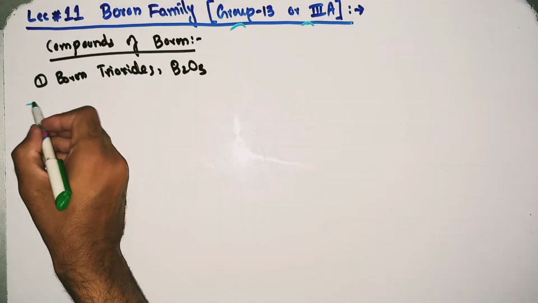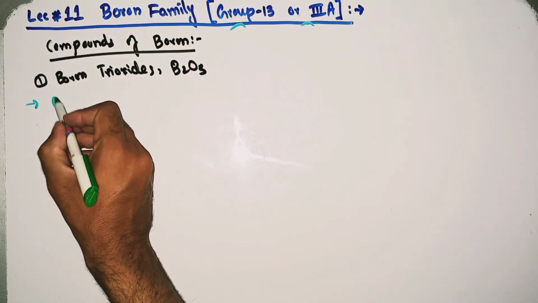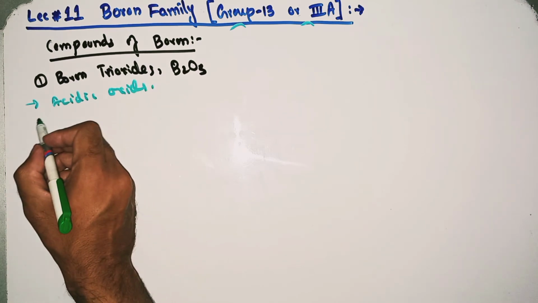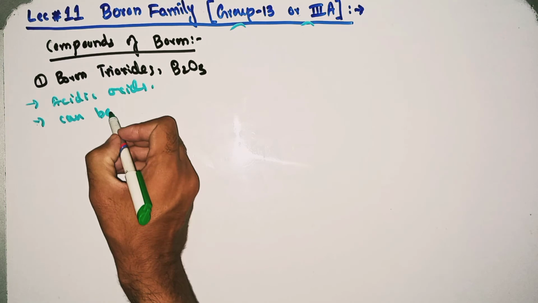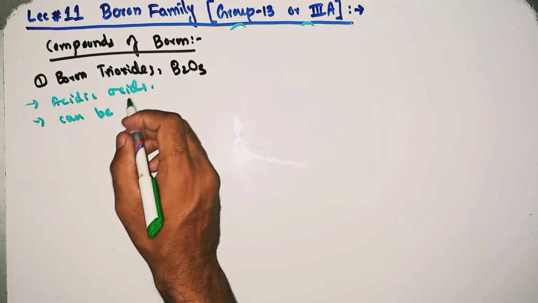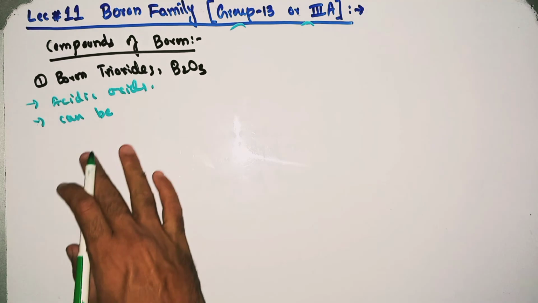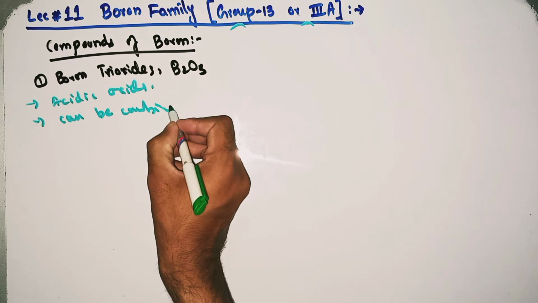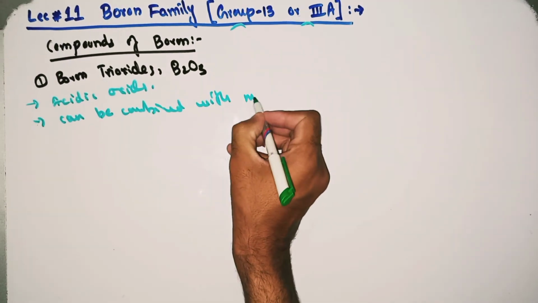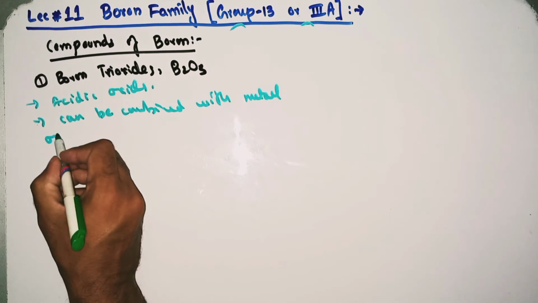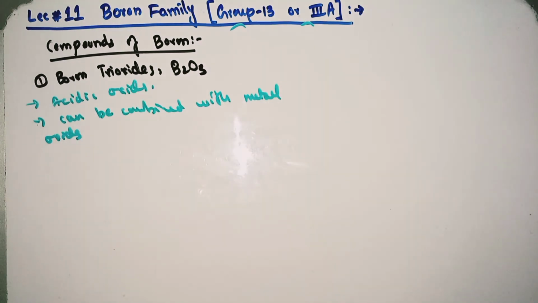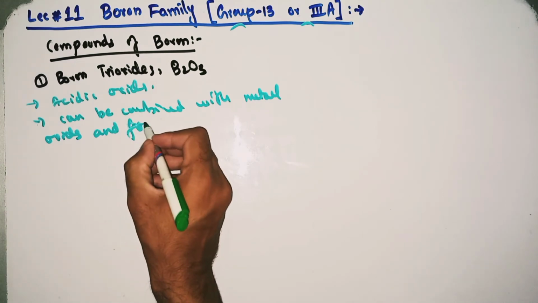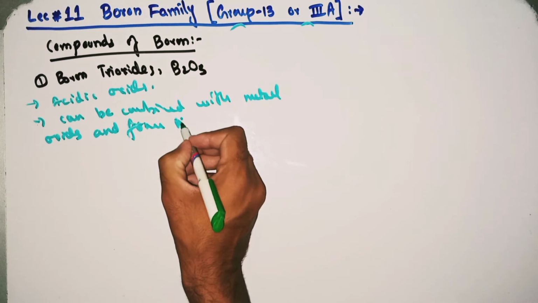By nature, boron trioxide is an acidic oxide. It can be combined with metal oxides when they fuse, and form metaborates. It can be combined with metal oxides and produce a metaborate.